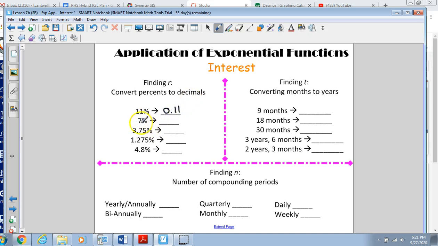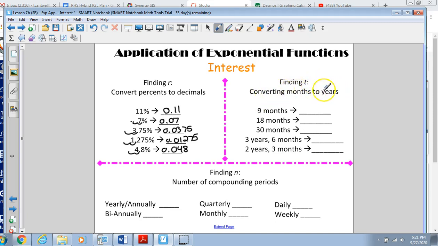7%, remember this is 7 right here, we would need to move our decimal place over 2, so 0.07, not 0.7, that's 70%. This one, 3.75, we would move our decimal 2 units over, and we would get 0.0375. This one, we would move it 2 units over, and 0.01275. And the same here, move it 2 units, so 0.048.